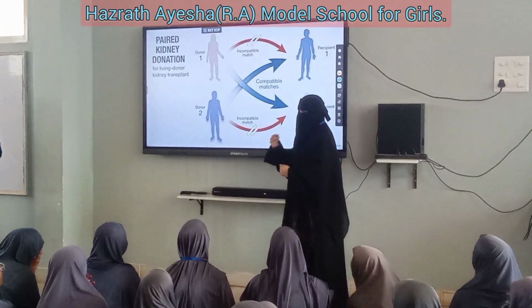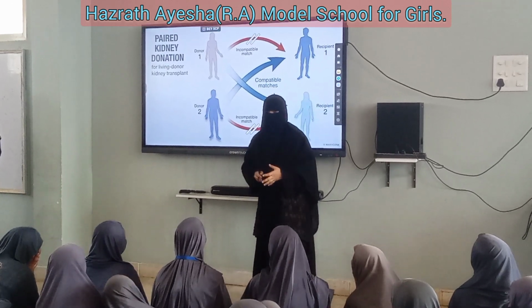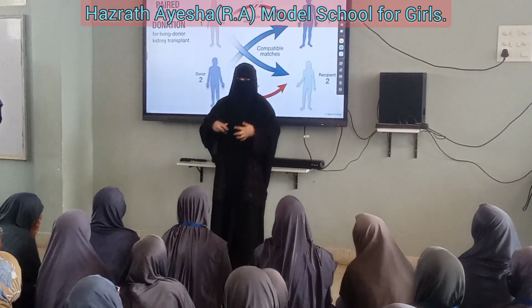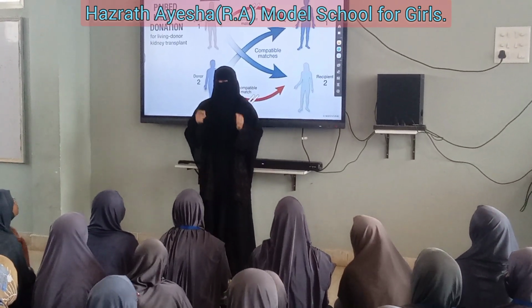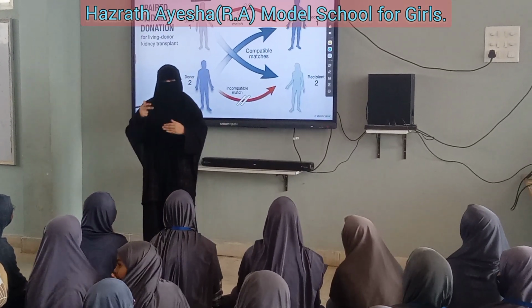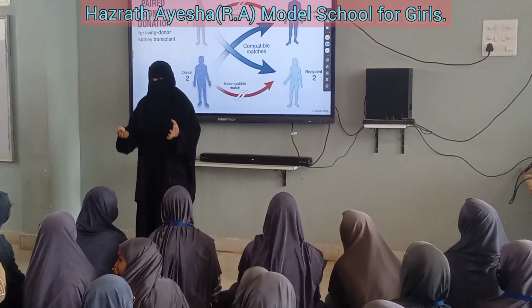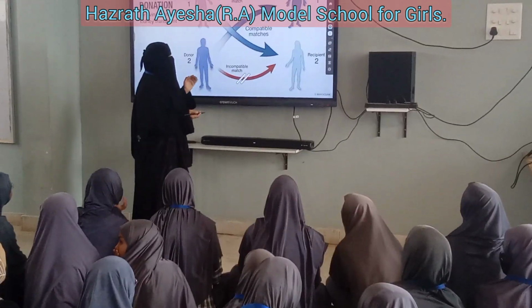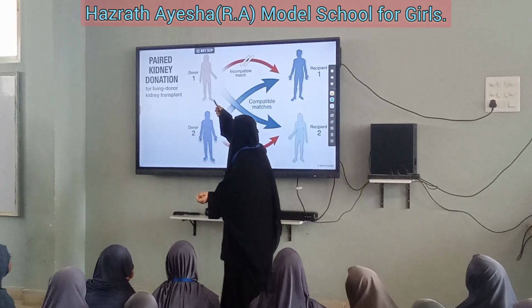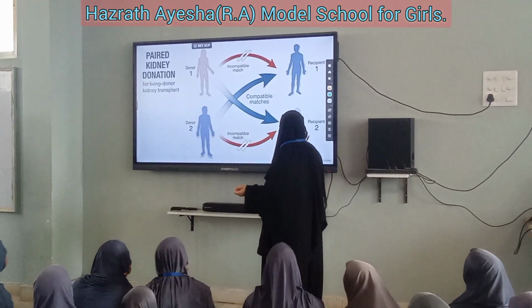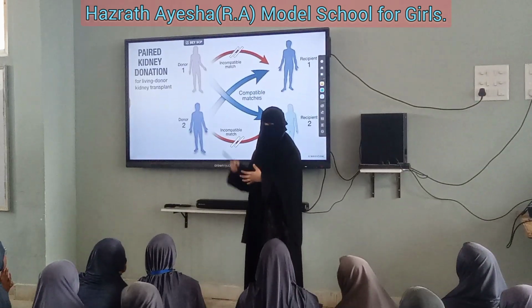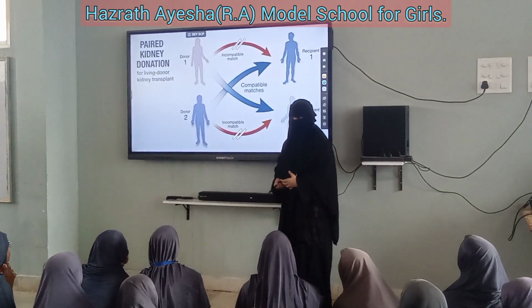Now, what is the main criteria? What is the rule for kidney transplantation? For example, if you want to donate blood, first of all, it is necessary that your blood group should match with the blood group of the recipient. Then only we proceed with the blood donation process. Isn't it? Similarly, in kidney transplantation, the kidney of the donor should compatibly match with the kidney of the recipient. Here, compatibly means suitable, suitable for kidney transplantation.